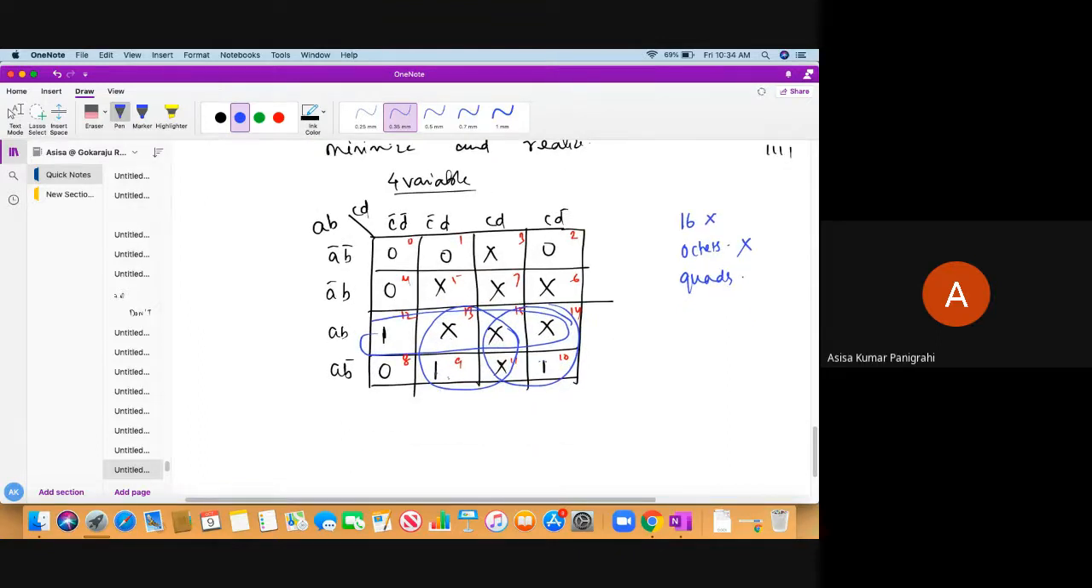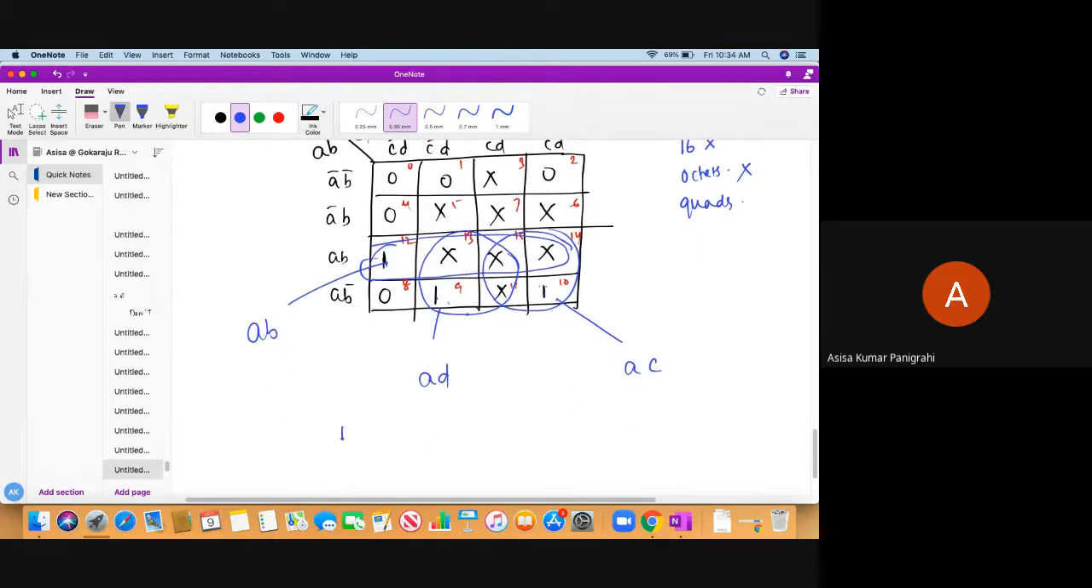So we have seen how the grouping is done. For this one, I have used this grouping. For this one, I have used this grouping. For this one, I have used this grouping. Please see how effectively I have used the don't cares. Here the common term is AB, here it is AD, and here the common is AC. So finally we have got the minimized F, which is AB + AC + AD.